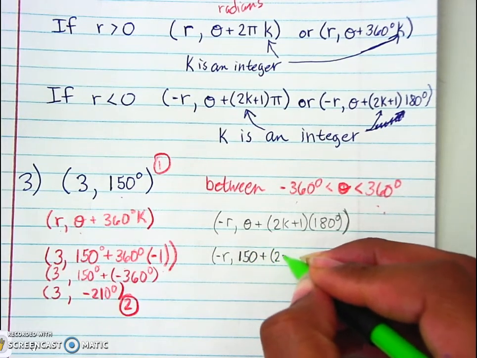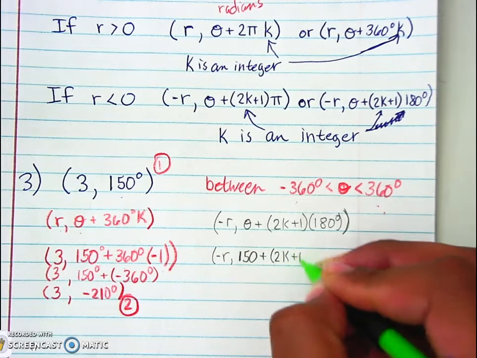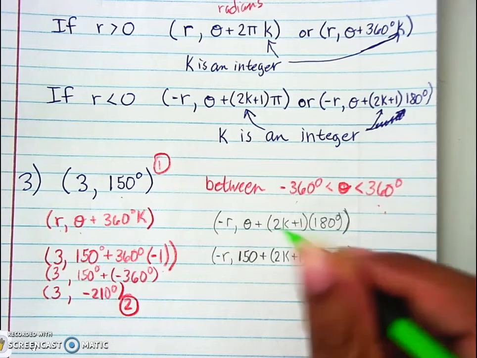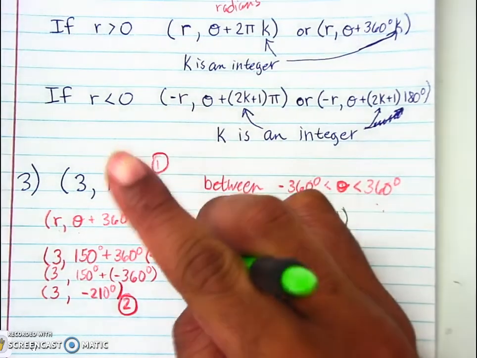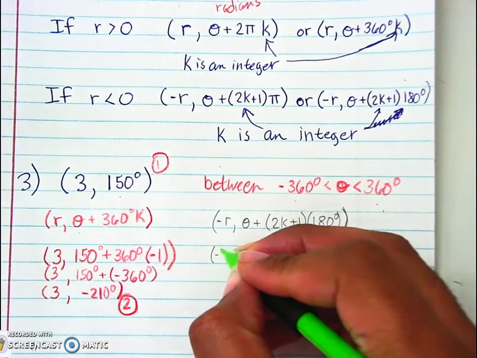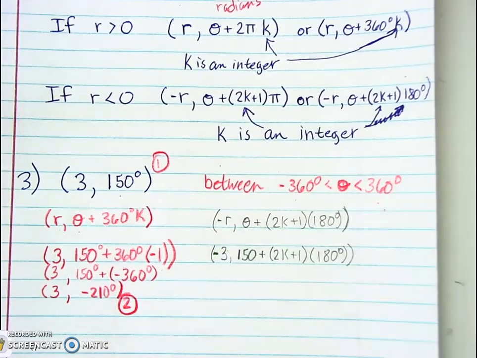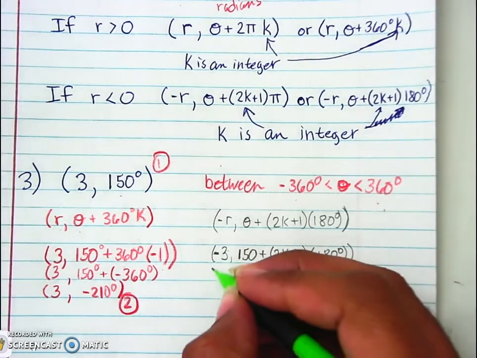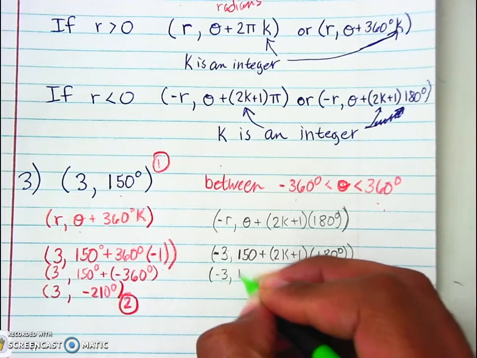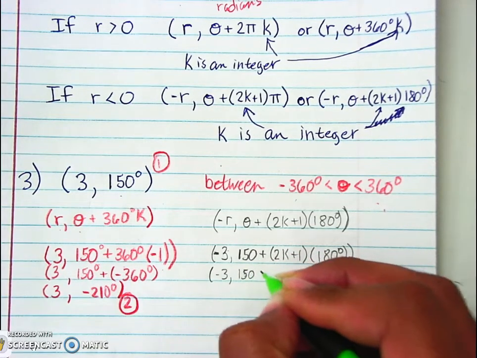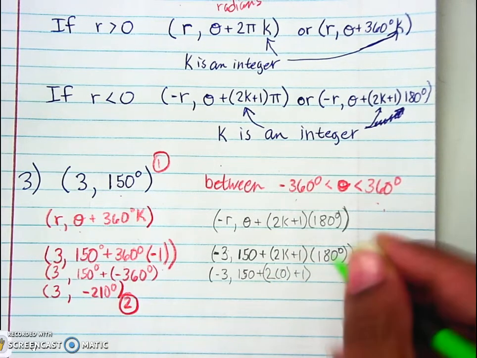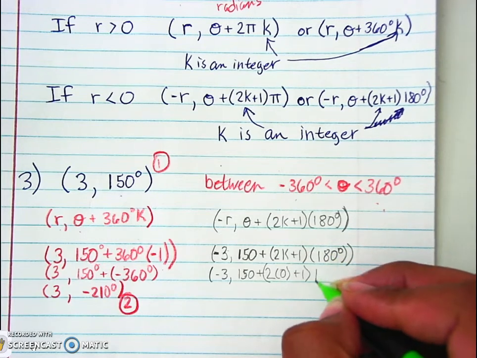All right, so we have 2k plus 1, and that's times 180 here. Now, sorry, let's put the r in there. R is 3, so that'll be negative 3 this time. For k, let's try 0. 0 is an integer, so let's try that. And again, you're going to have to do trial and error. It's not about getting it right the very first time, unless you can just see it in your head. So if you need to write it down and erase it because it was wrong, then do it. It's okay.